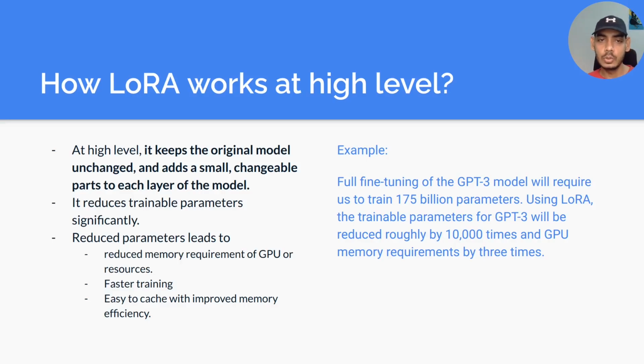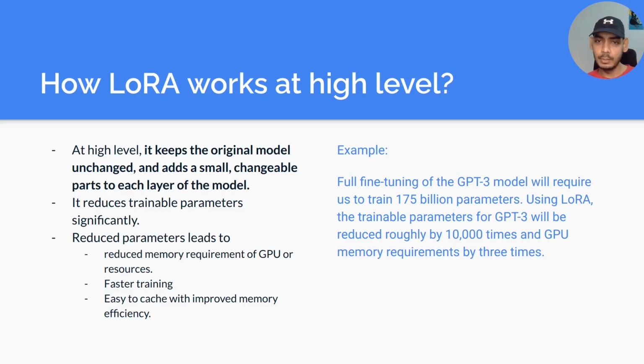Okay, so what it will lead to is less trainable parameters. You don't have to touch the whole original model. You just have to update the small new weights, and then it will automatically reduce the memory requirement of the GPU or the CPU wherever you are running it. And this will lead to faster training because you have only a small number of parameters to train on, and it is easy to cache because since the model will be small, you can cache the model also.